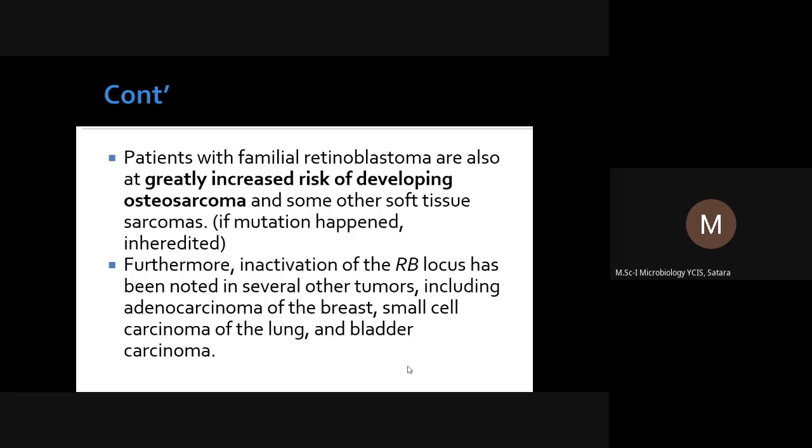Sarcoma means it is which type of cancer? Connective tissue मधून. Connective tissue, yes. So there may be chances of the development of the osteosarcoma in the persons having the familial retinoblastoma. So inactivation of this RB locus has been noted in several other tumors, including the adenocarcinoma of the breast and the lung and bladder carcinoma.